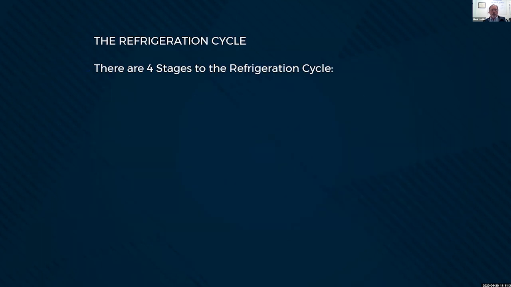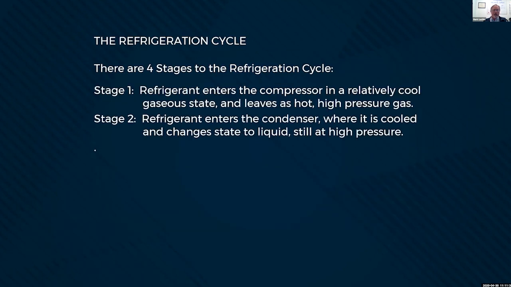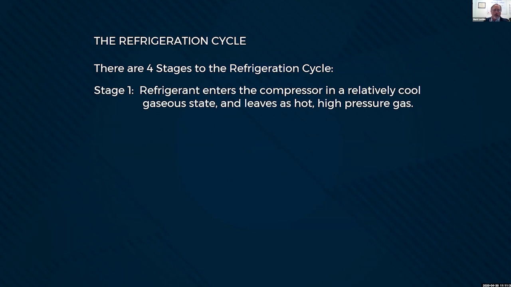The refrigeration cycle has 4 stages. First stage, the refrigerant enters the compressor in a relatively cool state as a gas, and it gets pumped up in pressure. And as we know, when you pump something up in pressure, if you don't let the volume increase, you're also going to increase the temperature. So it leaves as a hot, high pressure gas.